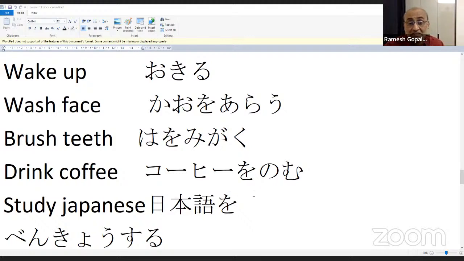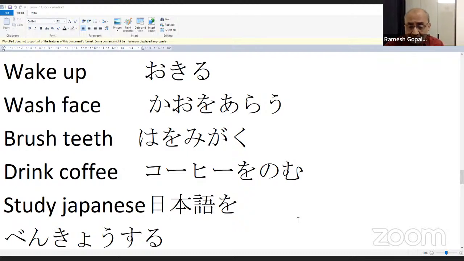Study Japanese. Nihongo o benkyou suru. Now this is past tense. You're saying I did all this, because kesa is this morning. So benkyou shimashita. Suru, shimasu, shimashita.